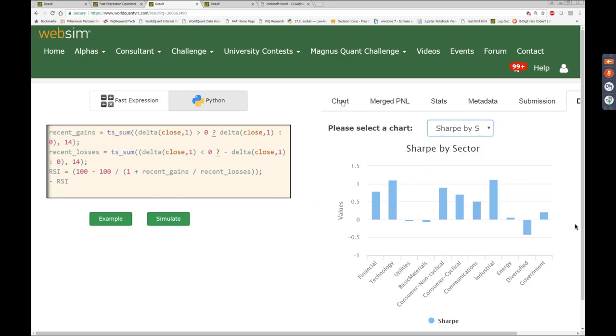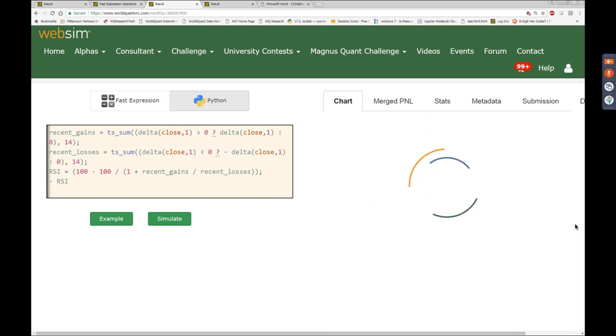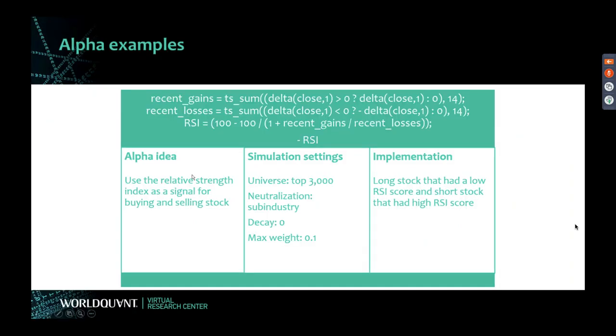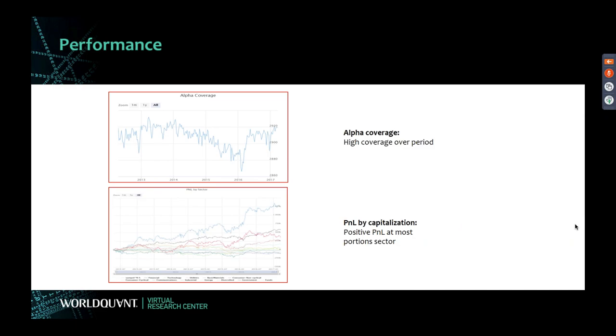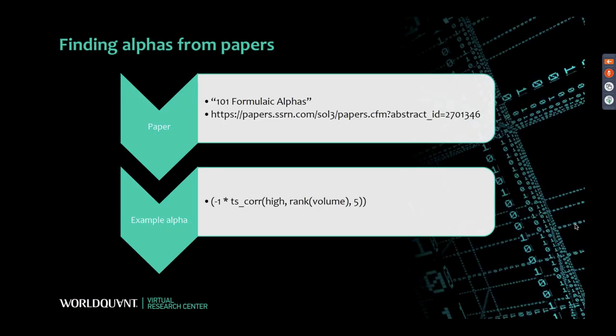So let's go back to the presentation one more time and move through those results and look at how to find alphas from papers. There's one paper that has a lot of alpha ideas in it and might give you some inspiration on making your own alphas. It's called 101 Formulaic Alphas. You can find it on SSRN.